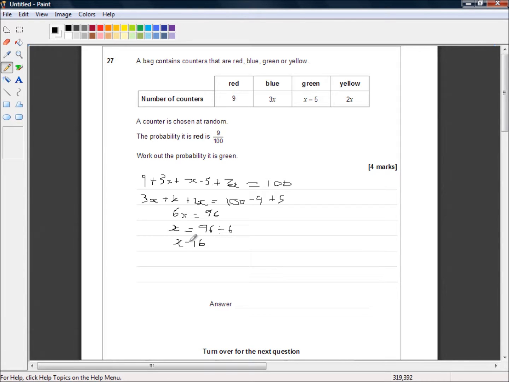And why did I forget to put the equals in? If you didn't know that, this is a calculator paper. You could have just used a calculator.